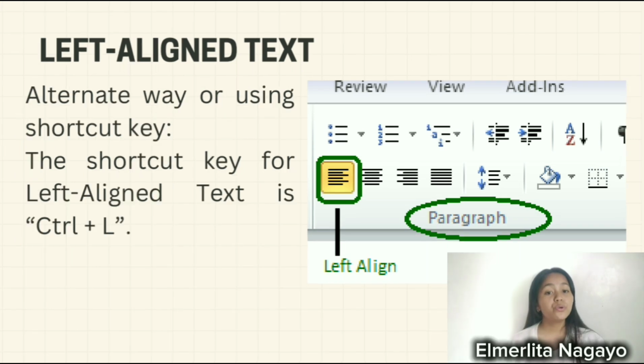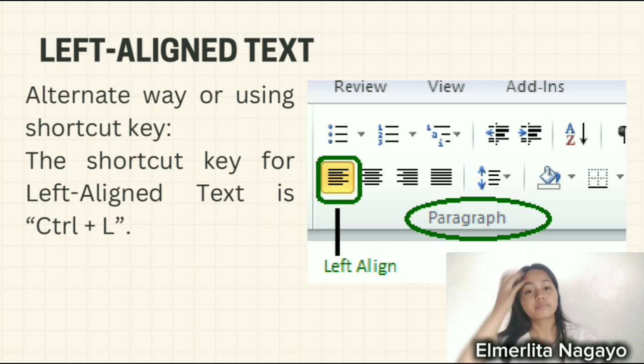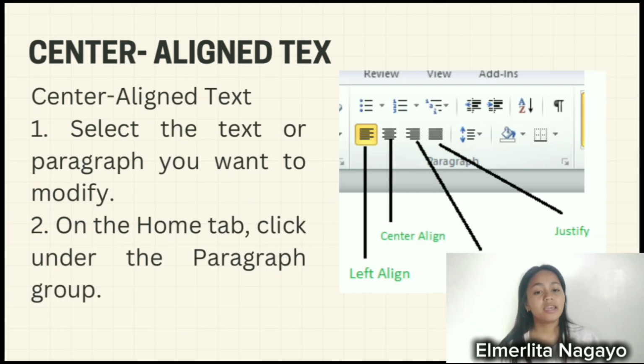Alternate way, or using the shortcut key. The shortcut key for left aligned text is to press Ctrl plus L to make the text left aligned. Centered aligned text. A paragraph text or a text will be centered aligned in the paragraph or text. This is the center of the left and right margins of the page in Microsoft Word.